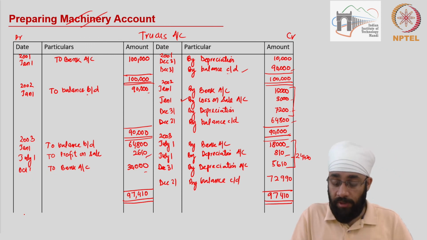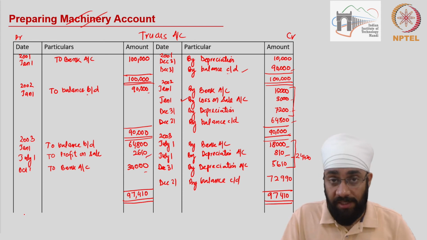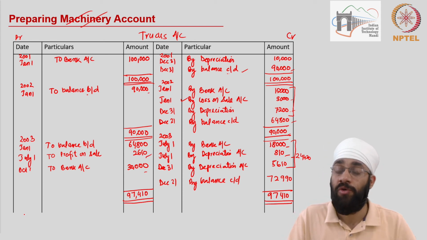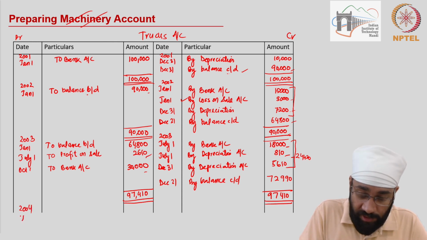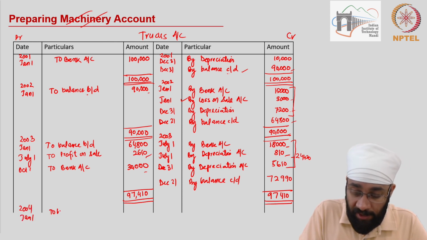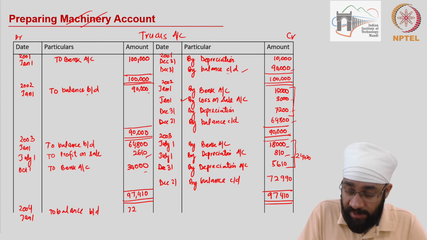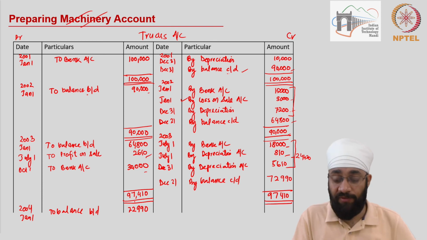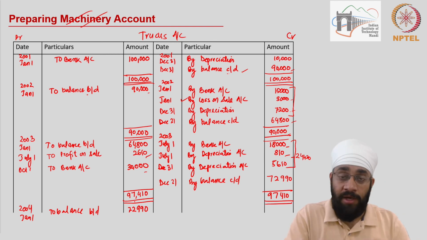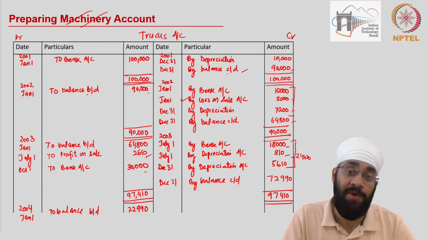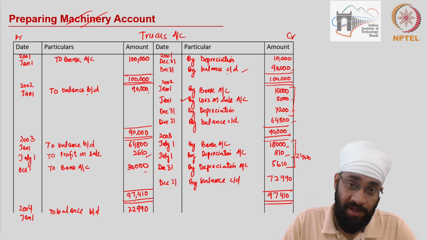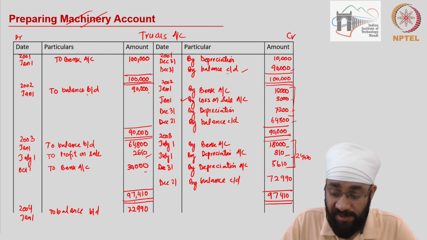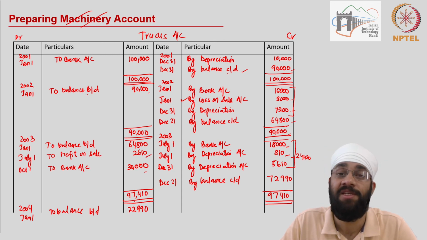So that is how the asset account, any asset account, is going to be prepared. There will be transactions of purchase and sale. You could of course take it further to 2004 January 1st and say balance brought down, and the new balance is 72,990, and you have 4 trucks in the account, and it can continue. It is going to continue because the business is expected to continue for a long period of time. Trucks are going to be purchased, trucks are going to be sold as well. There will be profits, there will be losses, there will be depreciation.